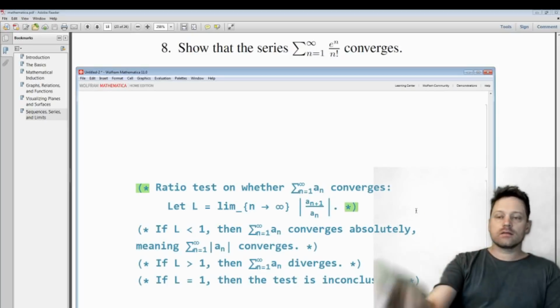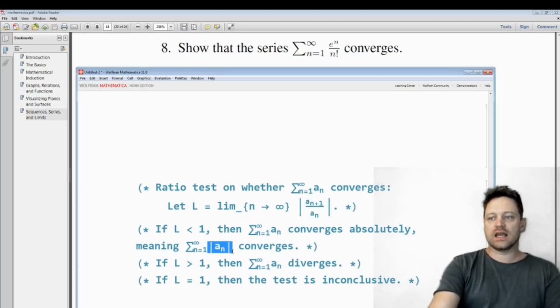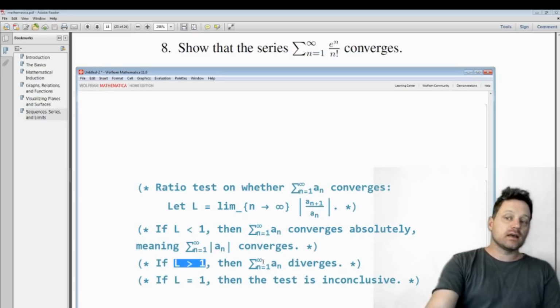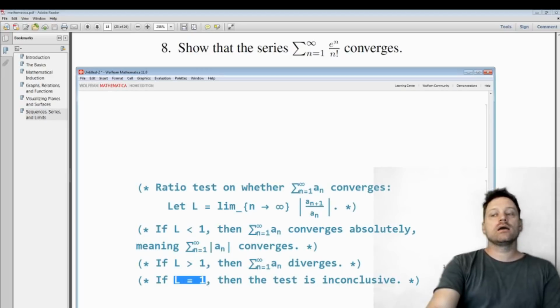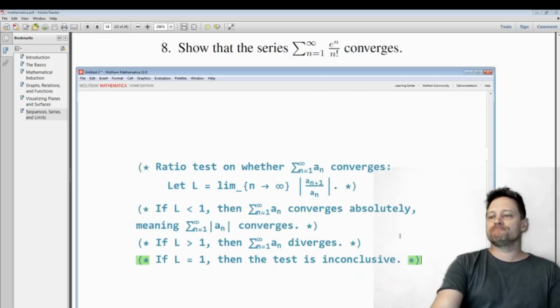This test says if L is less than 1, then the series converges absolutely. That means the sum of the absolute values of the a_n converges, and hence the series itself, the sum of the a_n, has to converge. If L is greater than 1, then the series diverges, but if L is equal to 1, then the test is inconclusive. So this is the ratio test. Now let's have a look at it for this particular problem.